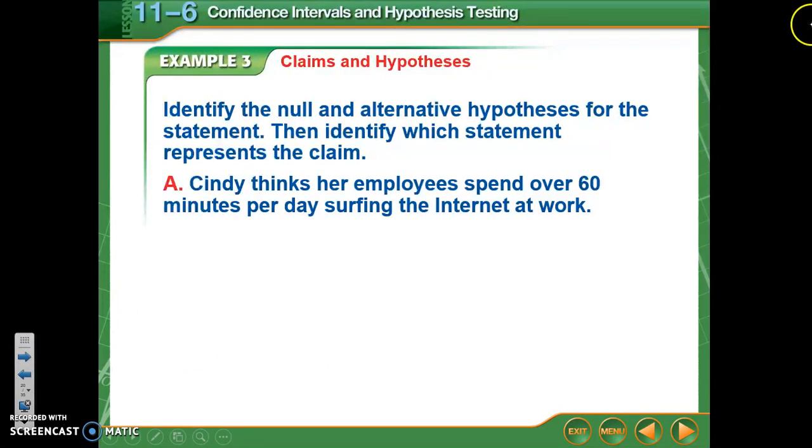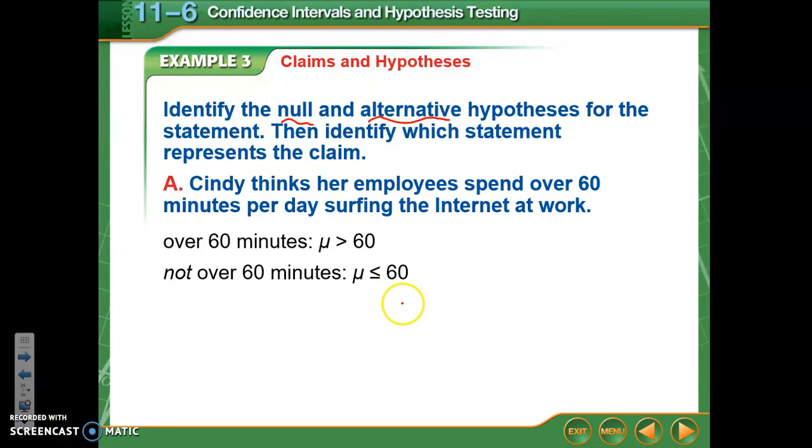So let's take a look here at this example, and we're just going to practice identifying the null hypothesis, which has to have the equals in it, and the alternative hypothesis, and figure out which statement has the claim in it. Okay, so Cindy thinks that her employees spend over 60 minutes per day surfing the internet at work. So over 60 minutes, we're saying that she thinks the average, or her population mean, is greater than 60.